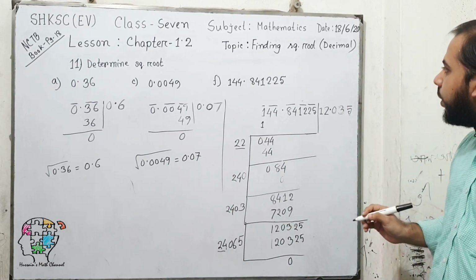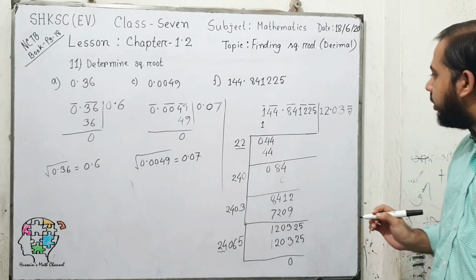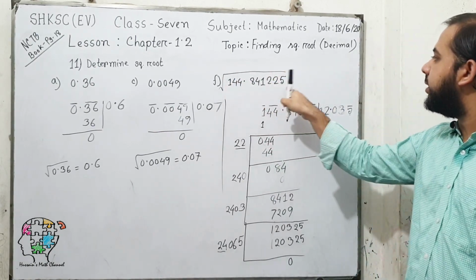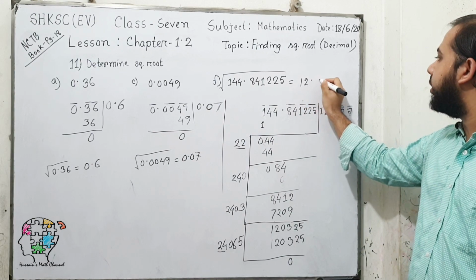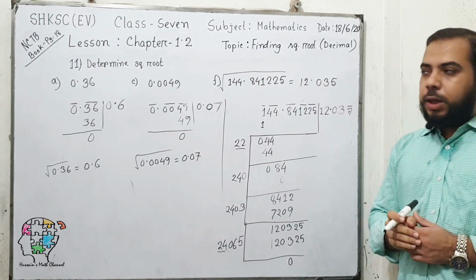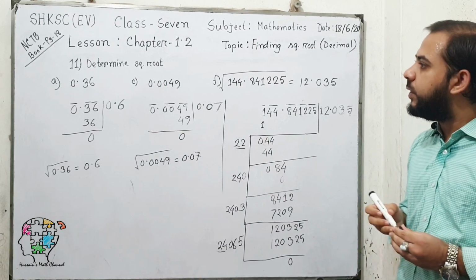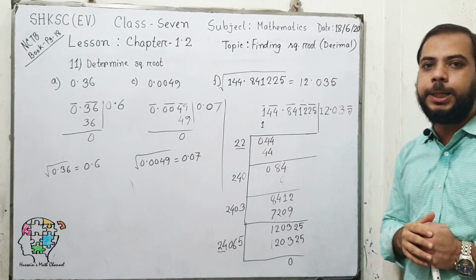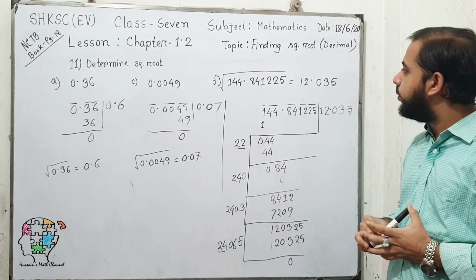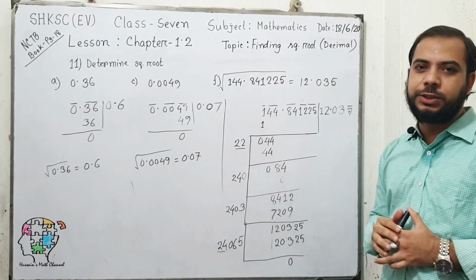So we can write the square root of this number will be 12.035, which completes our answer. All right, so this is how we can determine the square root of decimal numbers which are perfect squares.